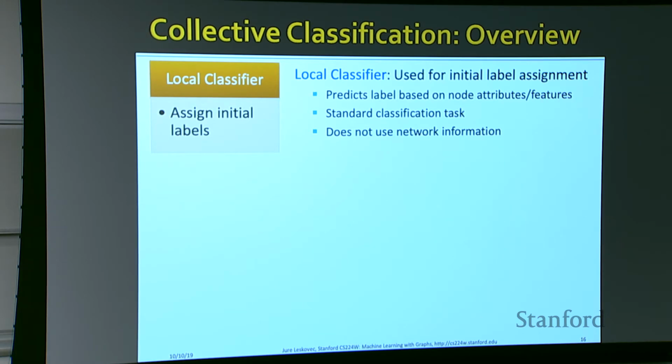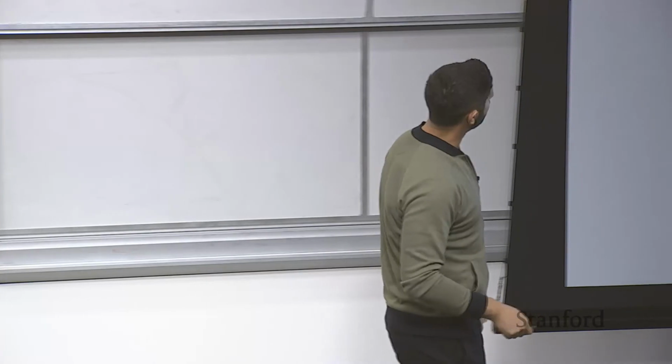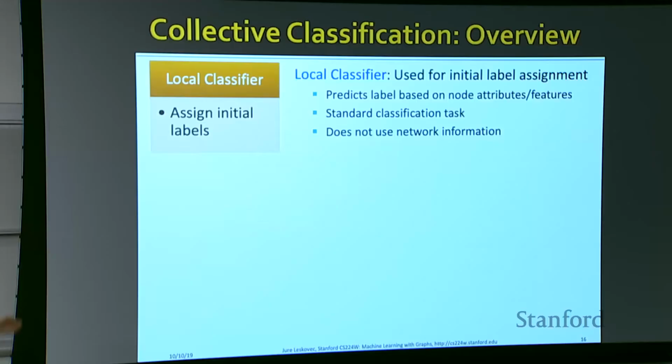Now let's dissect each single phase that I was talking about before. Our bootstrap step, the local classifier, which assigns the initial labels, does the following. It predicts the labels based on the node attributes or features. And it's just a standard classification task.